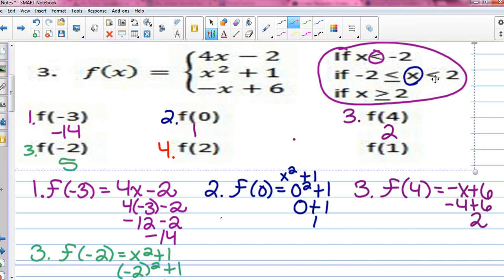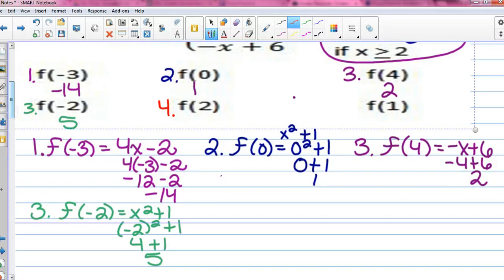Is 2 greater than or equal to 2? Well, yeah, 2 is equal to 2. So I'm going to use the one on the bottom. So that becomes negative 2 plus 6, and the answer is 4.